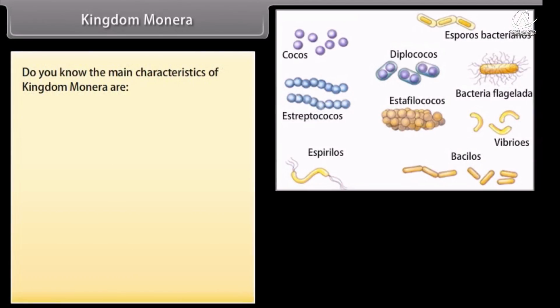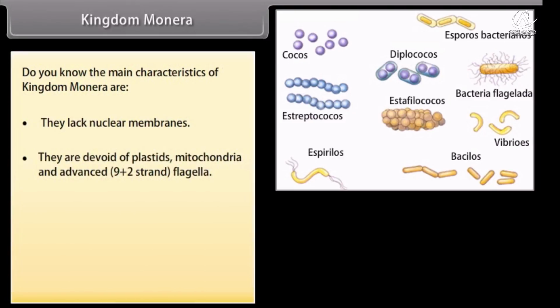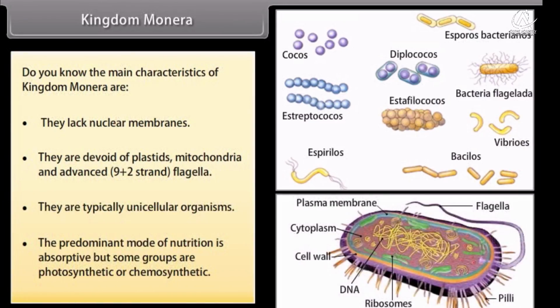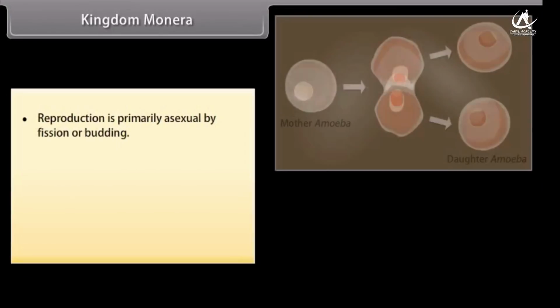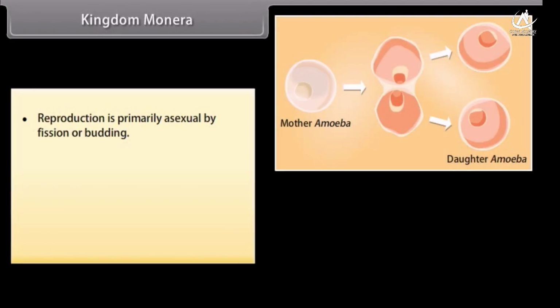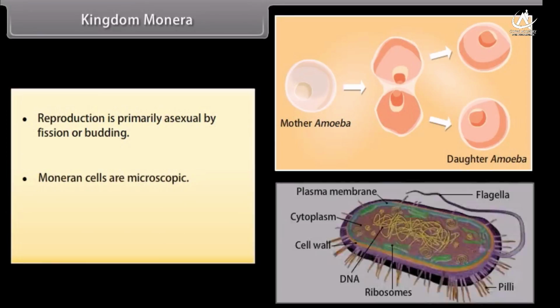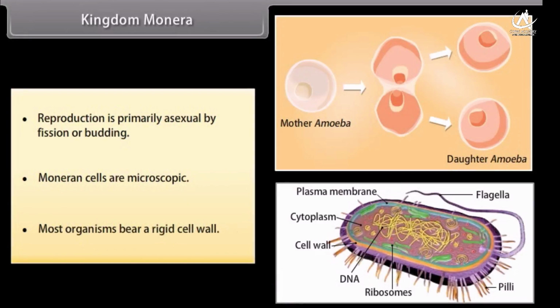Kingdom Monera. The main characteristics of kingdom Monera are that they lack nuclear membranes, and they are devoid of plastids, mitochondria, and advanced 9+2 strand flagella. They are typically unicellular organisms. The predominant mode of nutrition is absorptive, but some groups are photosynthetic or chemosynthetic. Reproduction is primarily asexual by fission or budding. Moneran cells are microscopic. Most organisms bear a rigid cell wall.